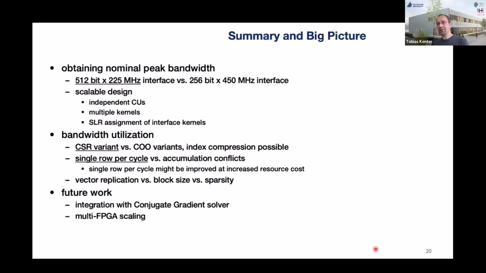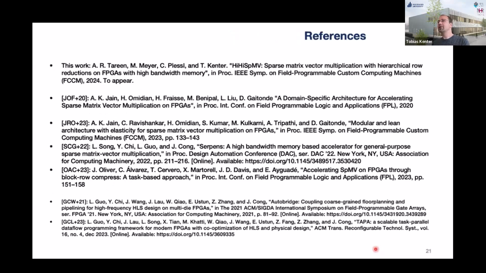And in future work, we want to look at integration with a conjugate gradient solver as well and look into multi-FPGA scaling. Let me quickly point out the references I mentioned throughout this presentation. Our work was presented at FCCM this year. This was a single DDR channel design, and these were the three best performing SpMV designs on U280 so far.